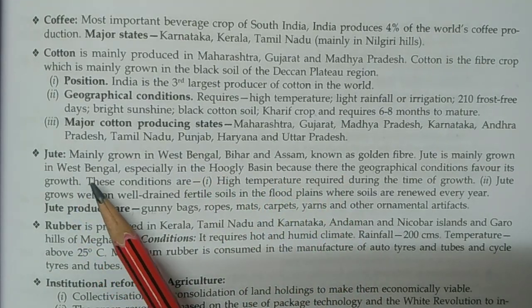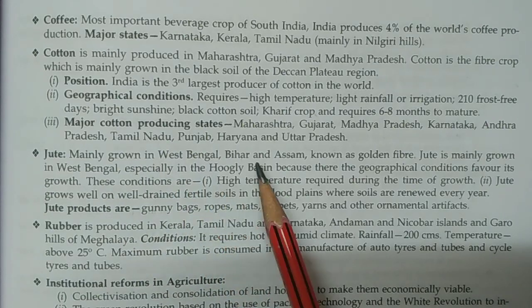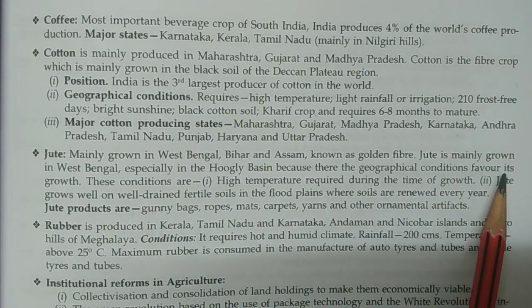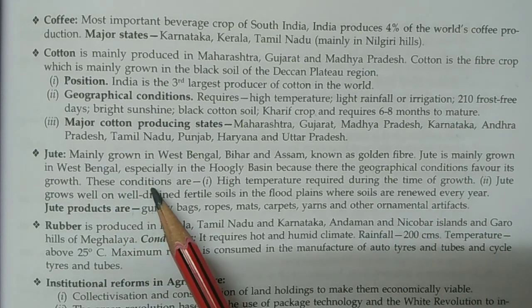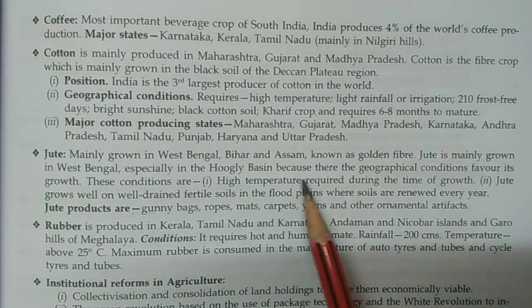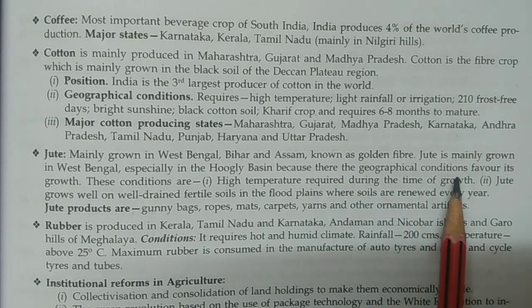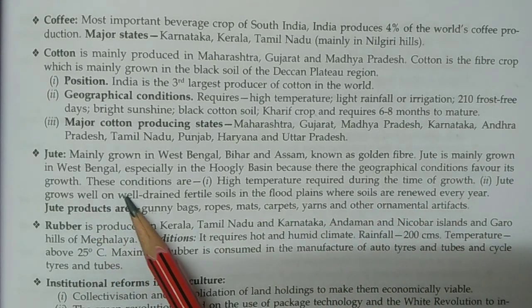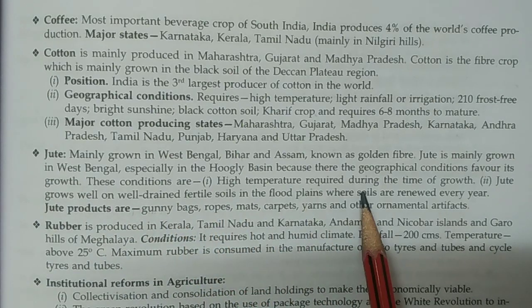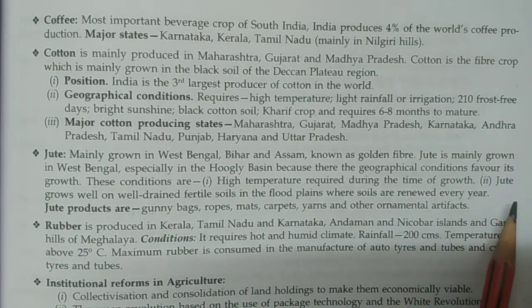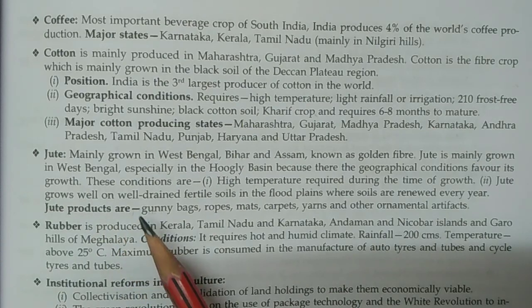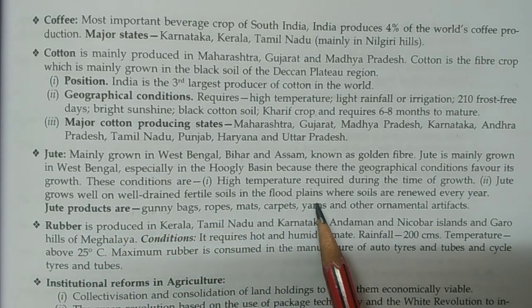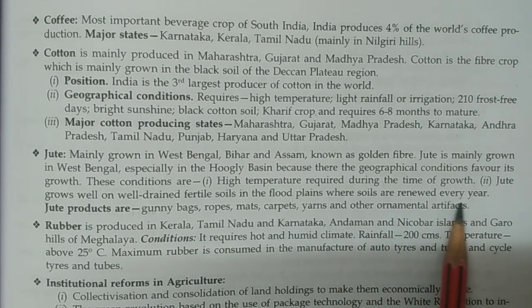Now next, jute, mainly grown in West Bengal, Bihar and Assam. Known as golden fiber, jute is mainly grown in West Bengal, especially in the Hooghly Basin, because the geographical conditions favor its growth. These conditions are high temperature during the time of growth. Jute grows well on well-drained, fertile soils in the floodplains where soils are renewed every year.